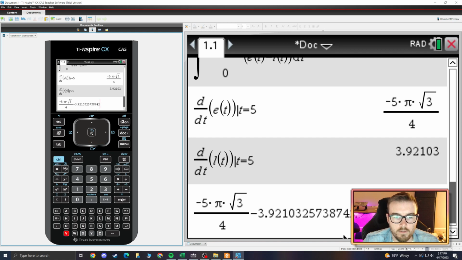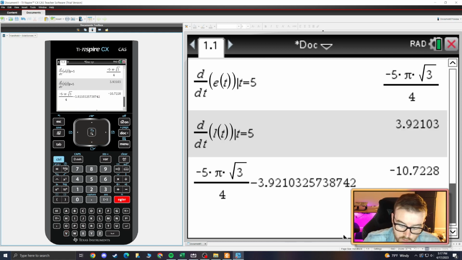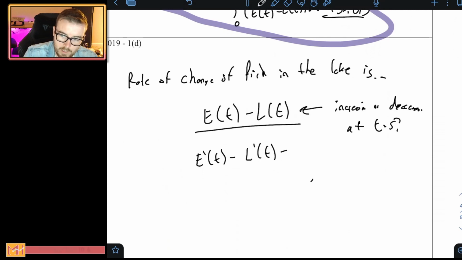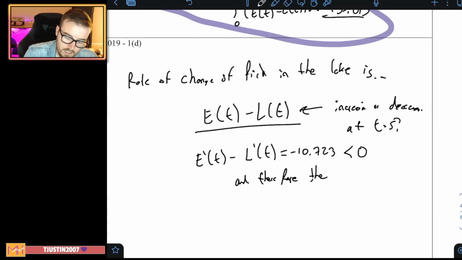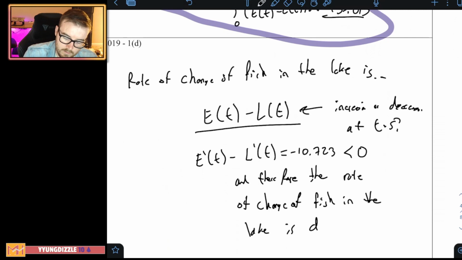comes out to be negative 10.7228. So what you would want to say is E prime of t minus L prime of t equals negative 10.723, which is less than 0. And therefore, the rate of change of fish in the lake is decreasing.